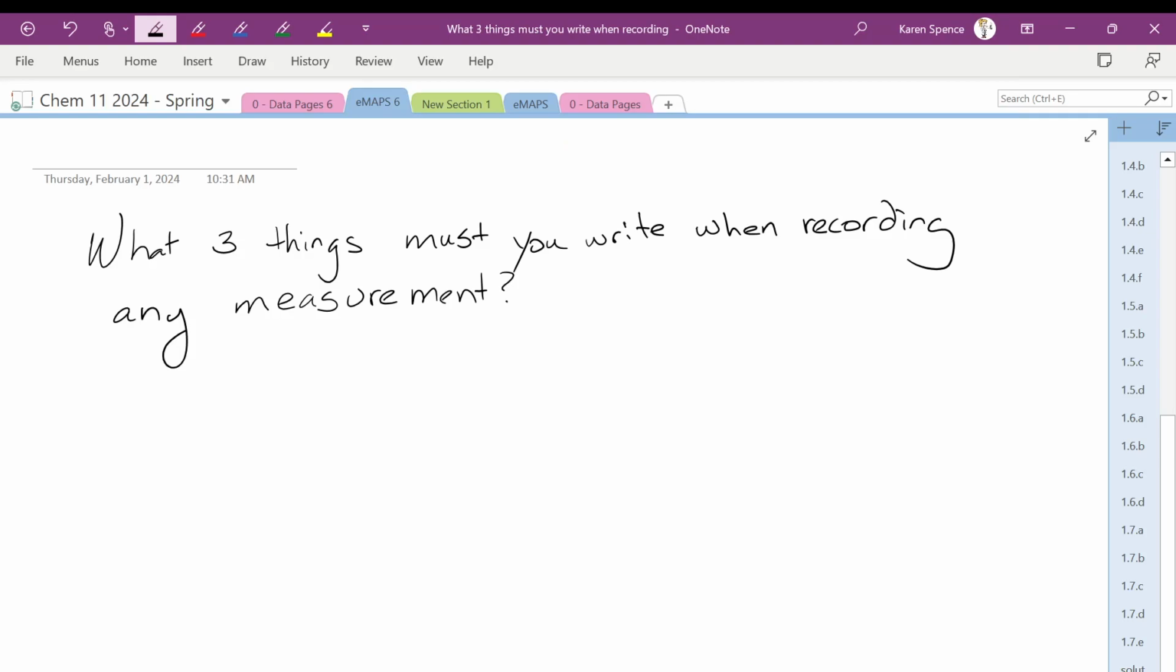What are the 3 things that you need when you are recording any measurement? All right. We need the units. What is a second thing that we need, Matthew? We need an estimated digit.